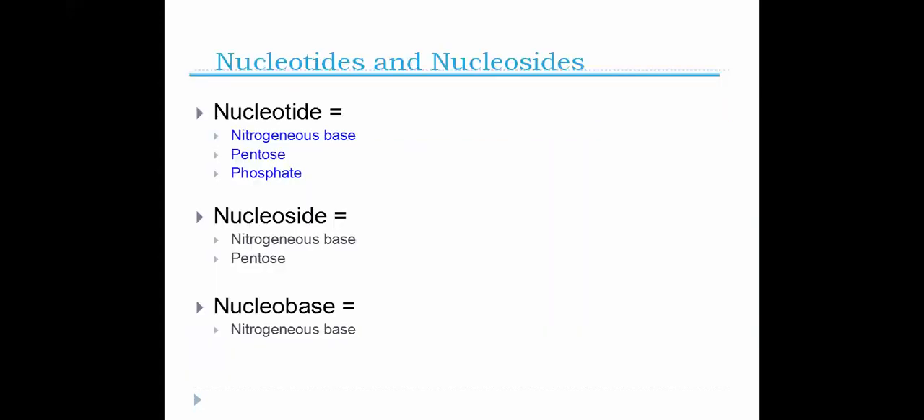So the basic principle: nucleic acids are in two forms, nucleotides and nucleosides. A nucleotide has a nitrogenous base, pentose, and phosphate. The nucleoside only has a nitrogenous base and a pentose. When there's no phosphate, it's a nucleoside. When there's a phosphate, it's a nucleotide. As you see your MCQ questions, or as you've already seen them, you should be able to differentiate a nucleotide from a nucleoside.